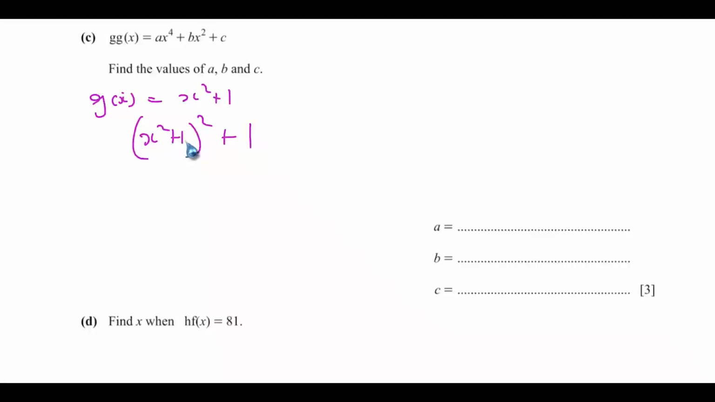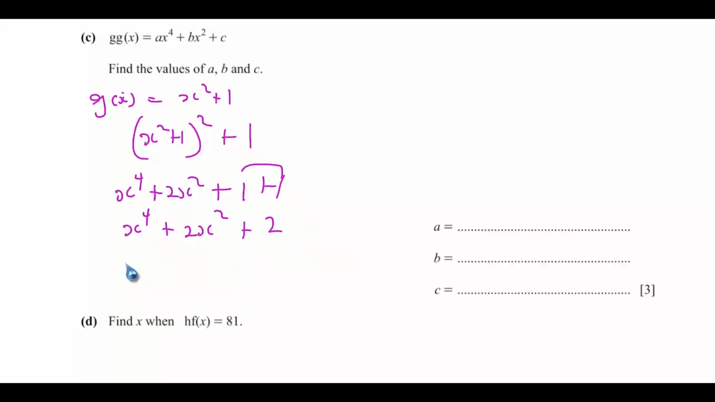So the shortcut to this is to square the first one, that is x squared squared, x to the power of 2 squared, that will be x to the power of 4, then x squared times 1, that will be x squared times 2, that will be 2x squared, plus the last one, 1 squared will be 1, then plus 1. So this and this add up to 2, so we have x to the power of 4 plus 2x to the power of 2 plus 2.